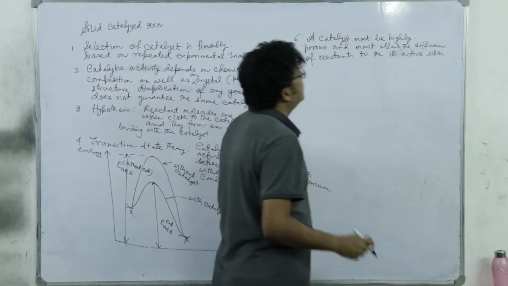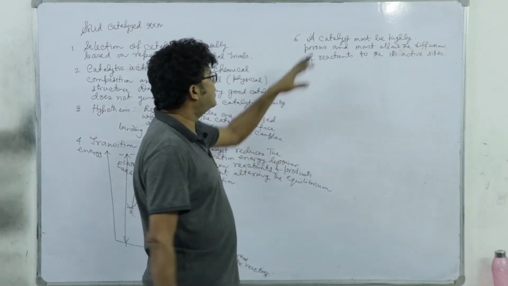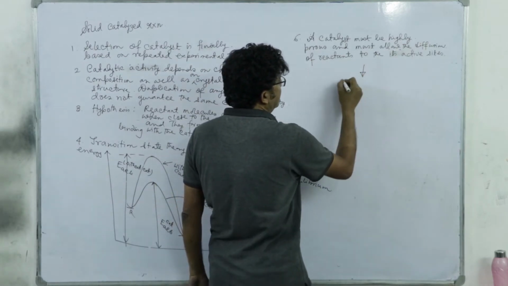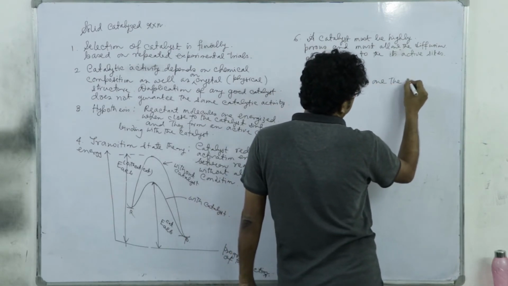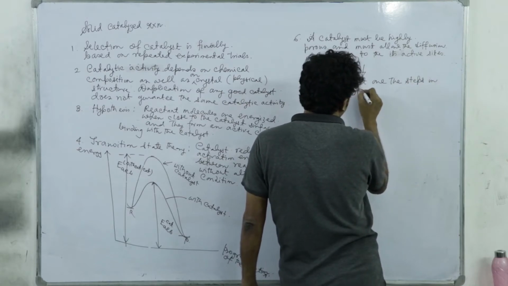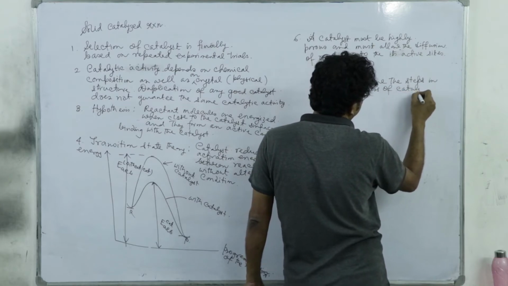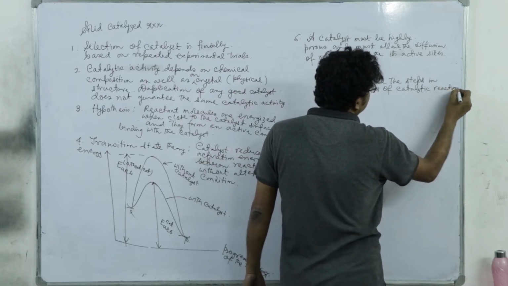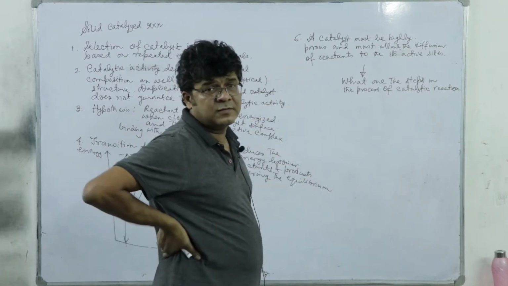Right. So, it must have a very high internal area, so it must be naturally porous. From here we have to note what are the steps in the process of diffusion, the process of catalytic reaction. So, you see why it is important that we have a mass transfer aspect.